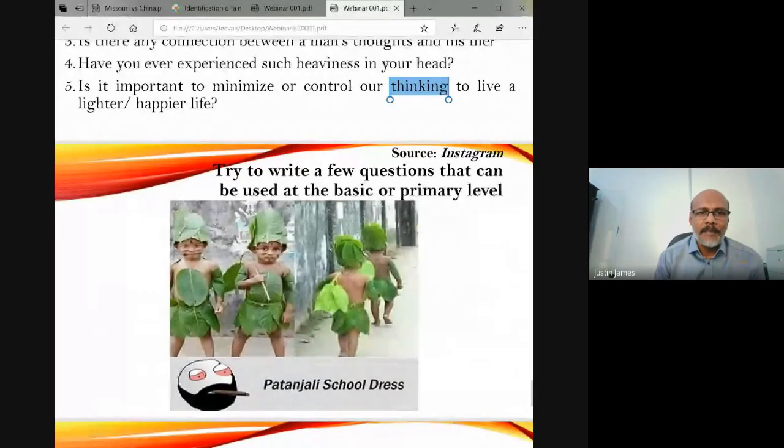Now try to write a few questions that can be used at the basic or primary level. You just imagine that you are a primary level teacher or a basic level teacher, and write some questions that can be used in your class to generate communication. You can take 2-3 minutes if time is available.